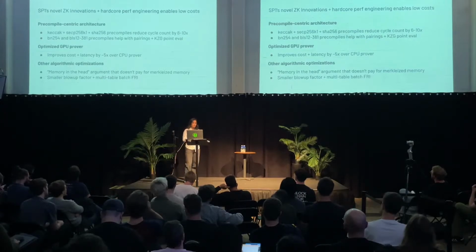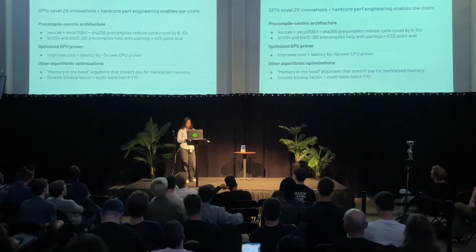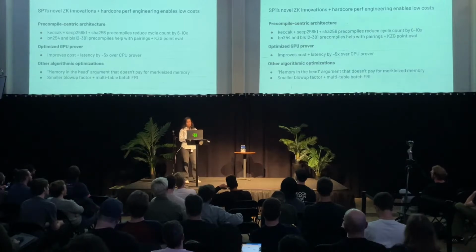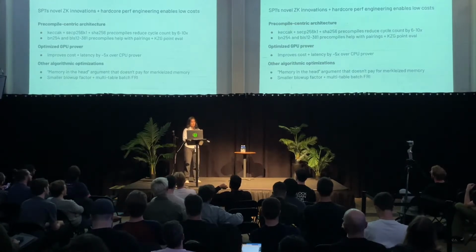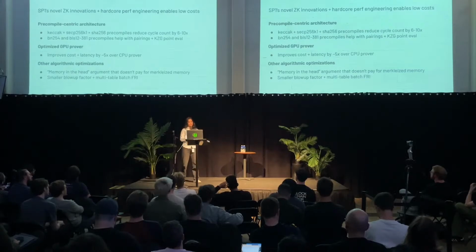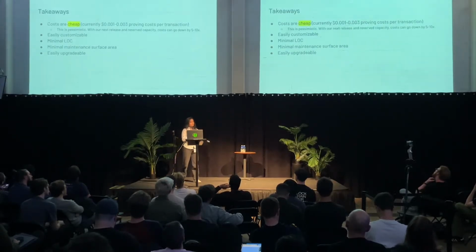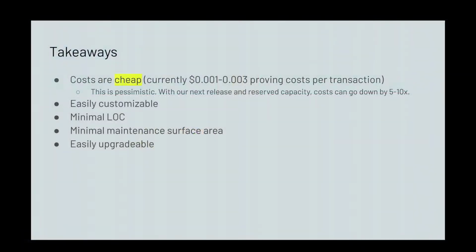We implemented an optimized GPU prover that helped a lot in terms of cost and latency over a CPU prover. And then we have a bunch of other algorithmic optimizations on the ZK side of things that really helped make SP1 as cheap as possible for this Ethereum block execution use case. So the main takeaways from doing this exercise were that the costs are already pretty cheap, and we think that with all the work we're doing and all the performance optimizations that are happening, as well as getting better reserved capacity and making our GPUs cheaper, the costs will only go down from here, maybe even by 5 to 10x.